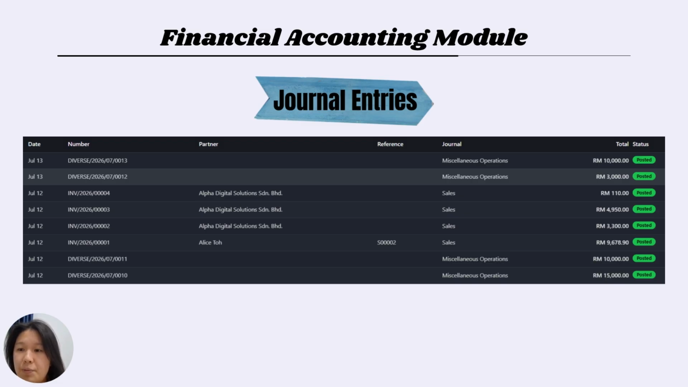Crucially, this report provides a quick overview of the total amount for each transaction and confirms that all of them have been posted, meaning they are now permanently part of the financial records. This is the backbone of our audit trail, allowing us to trace any financial figure back to its originating transaction.